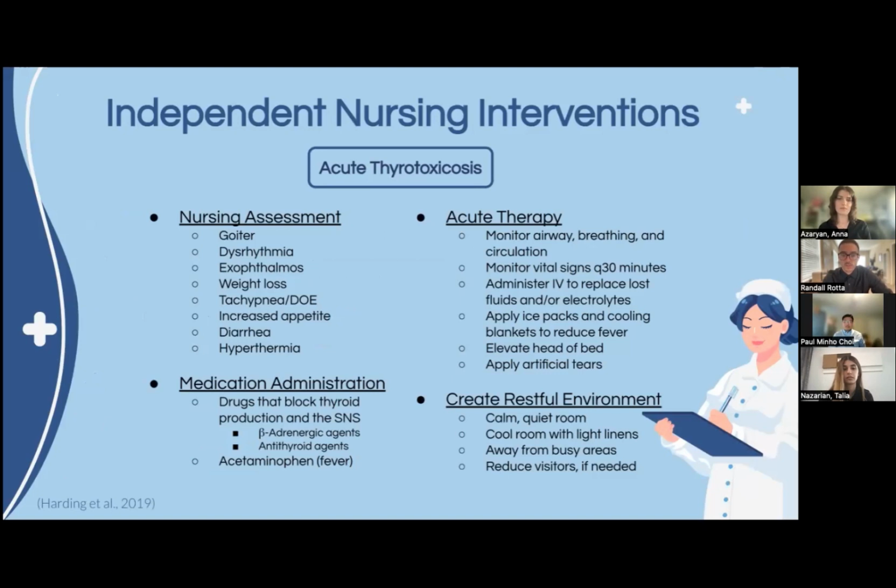For acute thyrotoxicosis, we will administer drugs that block the thyroid production and the sympathetic nervous system. This includes beta-adrenergic agents and anti-thyroid agents. Additionally, we may administer acetaminophen to reduce the patient's fever. When monitoring the patient, we should monitor the patient's airway, breathing, and circulation, and vitals every 30 minutes.